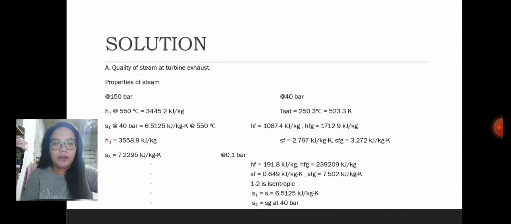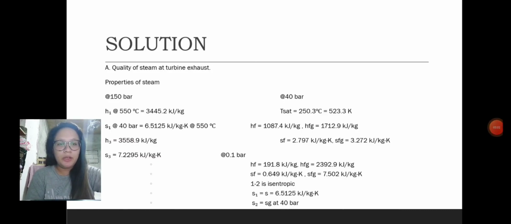At 40 bar, the saturated temperature is equal to 250.3 degrees Celsius, and we will convert it to Kelvin, which we do by adding 273 to 250.3, which equals 523.3 Kelvin. HF is equal to 1087.4 kJ per kilogram, and the HFG is equal to 1712.9 kJ per kilogram. SF is equal to 2.797 kilojoule per kilogram Kelvin. SFG is equal to 3.272 kilojoule per kilogram Kelvin.